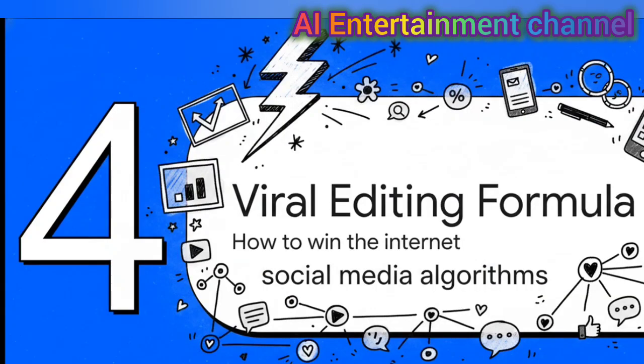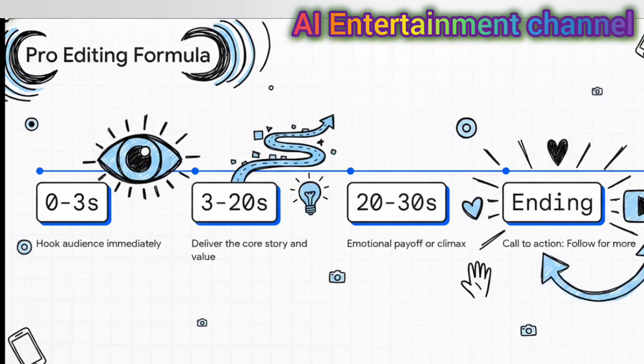Which brings us to Section 4, the viral editing formula. Let's talk about how to actually win the internet. This is the precise second-by-second pacing of a viral hit. The first 0 to 3 seconds, that's your hook. If you don't grab them instantly, they are gone.